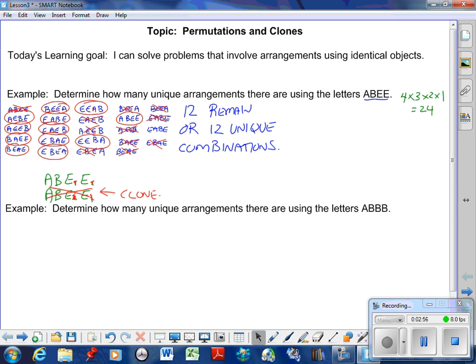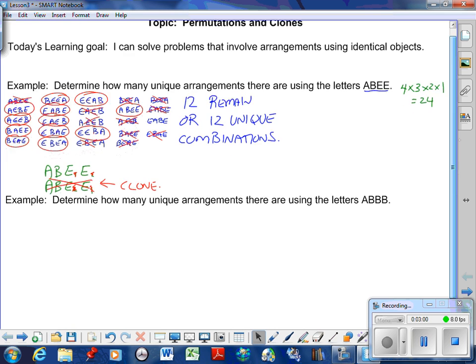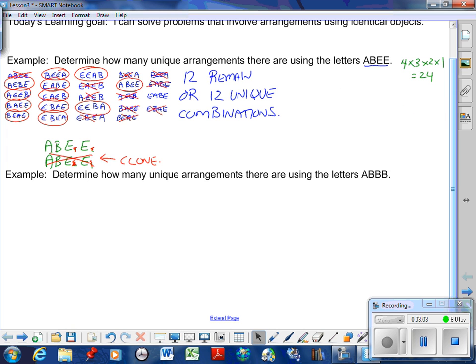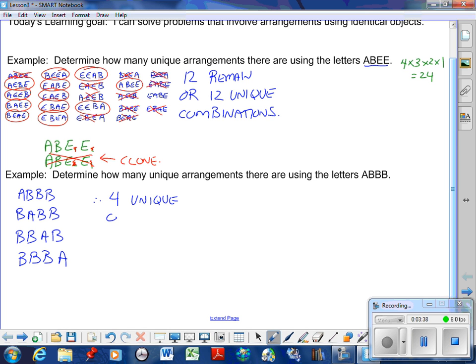So in order to calculate this, we need to figure out a formula. And before I give you the formula, I want to look at the next example here. So how many unique arrangements are there using the letters A, B, B, B? So really, you know that there is only going to be a select few, and this one doesn't take too long to write out. It's just a matter of moving the A through the B's to give us all our combinations. All right, those are the only unique combinations. So there's only, therefore, 4 unique combinations, or 4 unique orders.